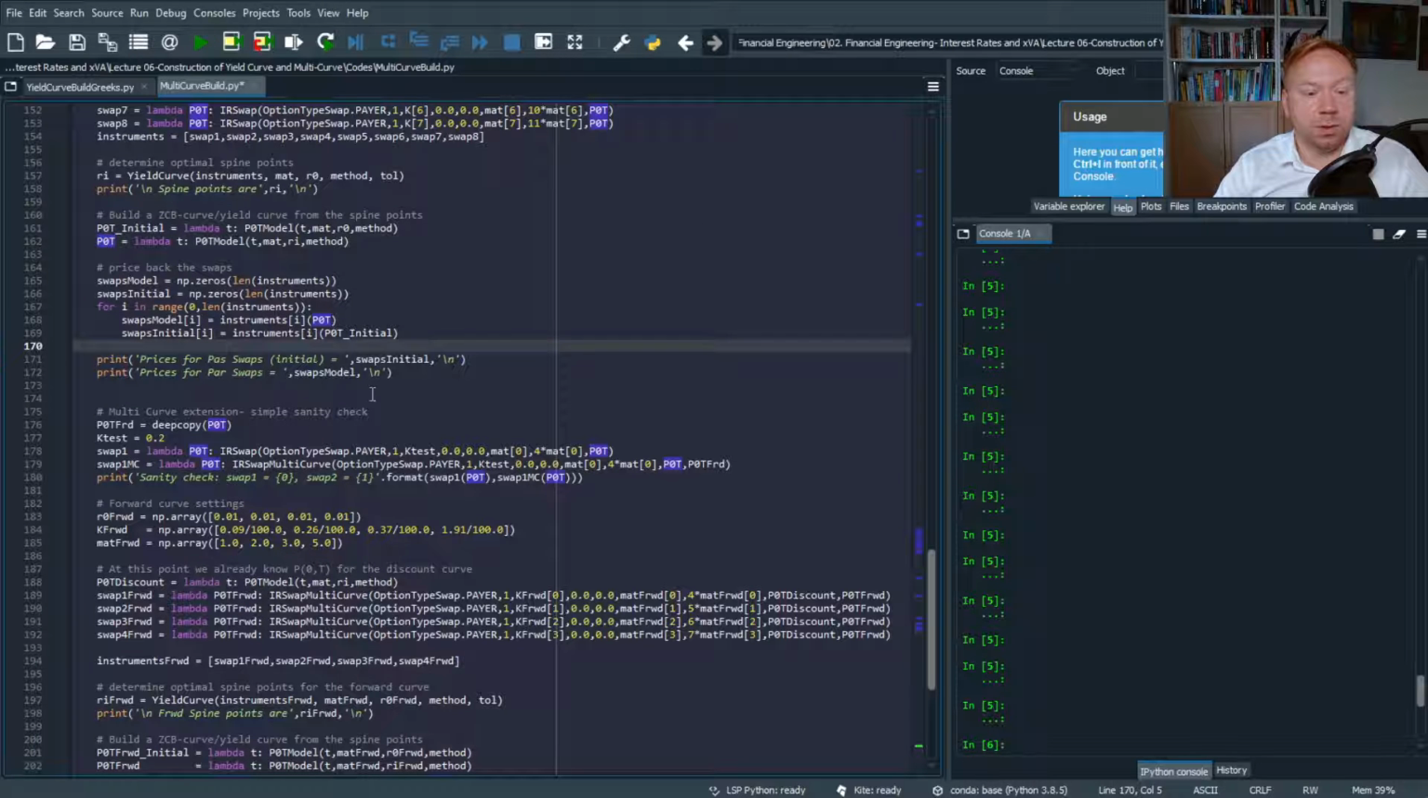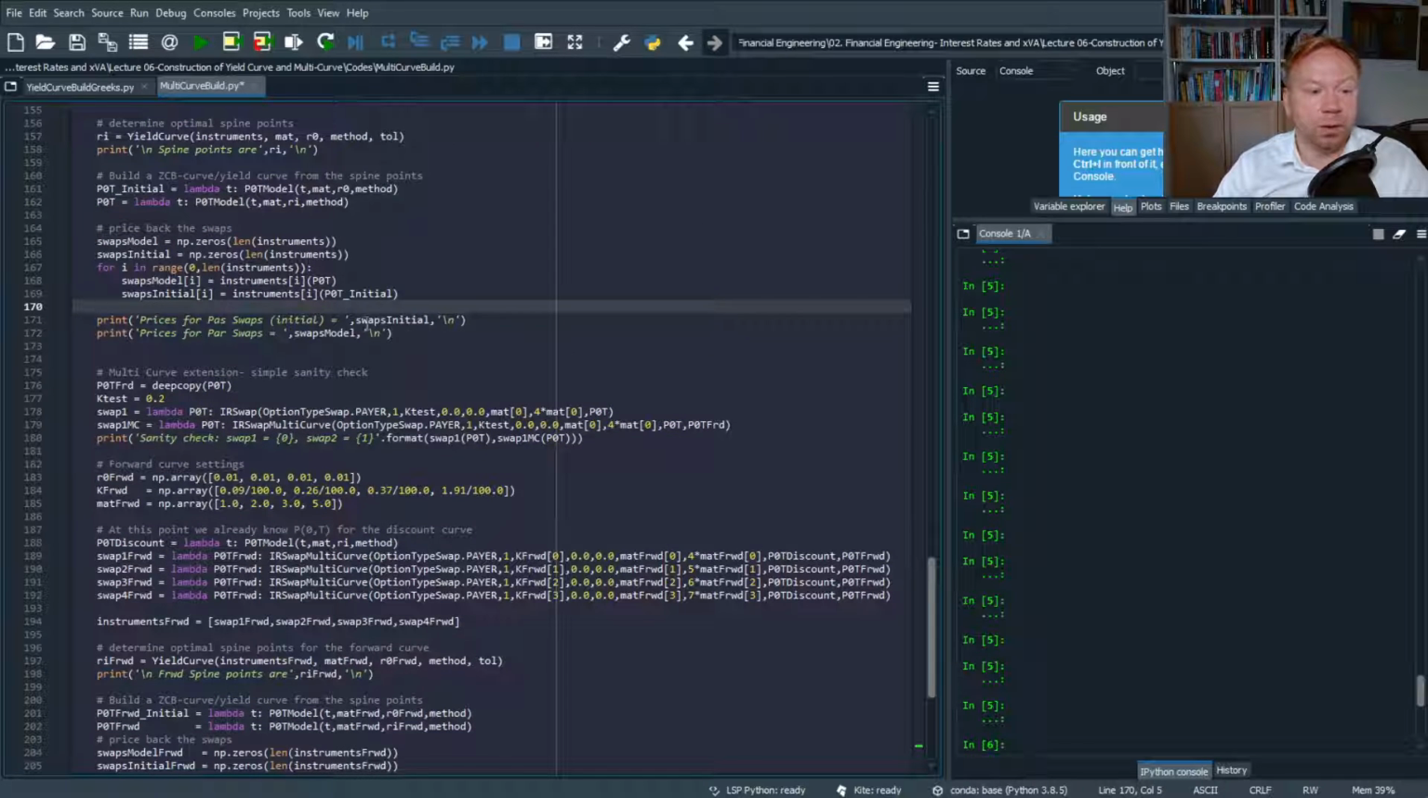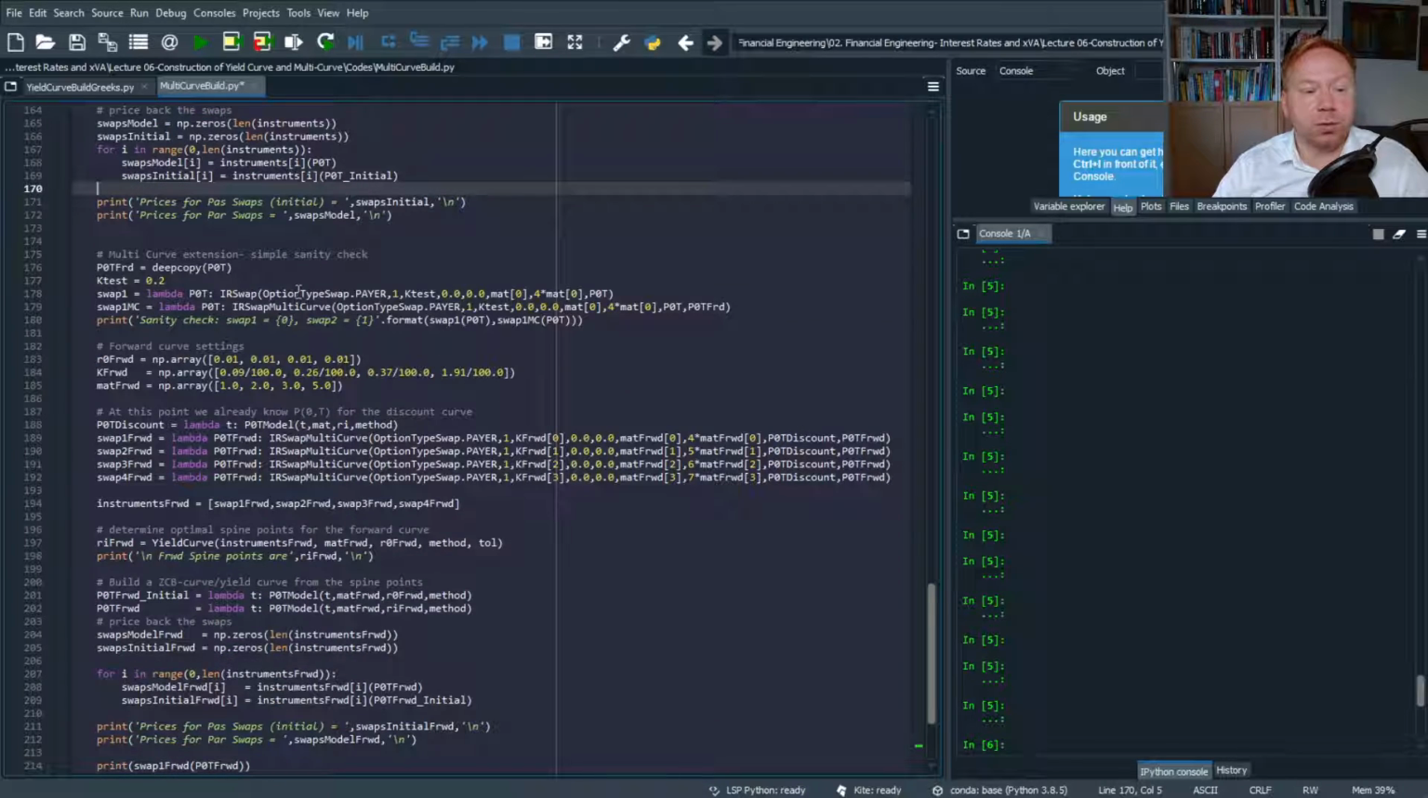So here, this is basically what we have done already previously, where we look at the spine points value of a swap before the construction of a curve and after the construction of the curve. This is some kind of sanity check whether our algorithm worked. Okay, and this is the multi-curve setting.